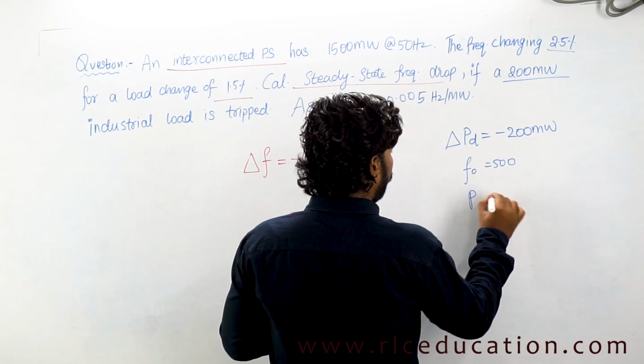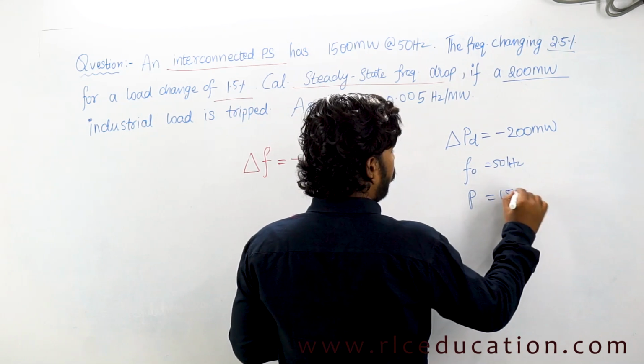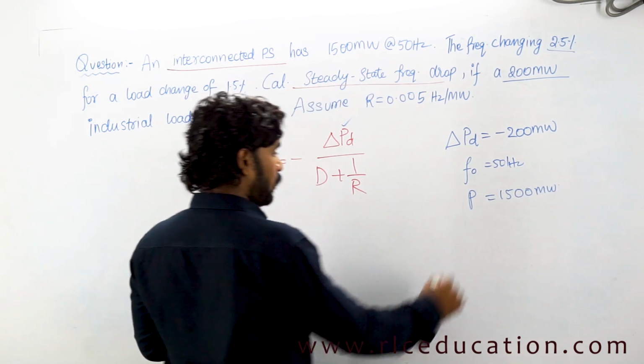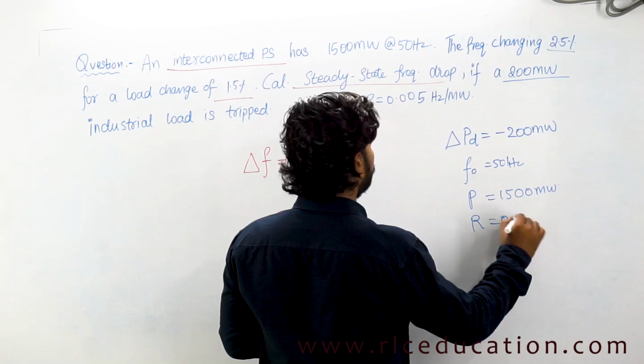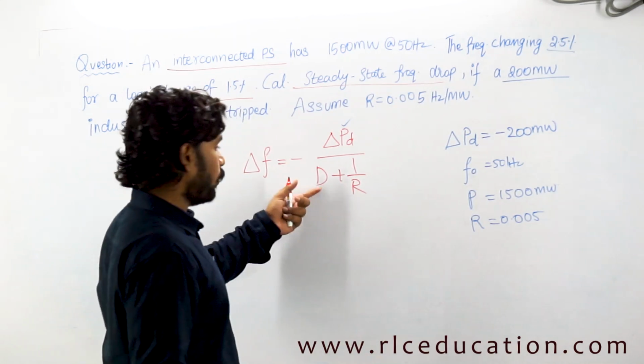And you know the rated frequency F0 of the system, that is 50 hertz, and the rated power of the system is 1500 megawatt. Now you are given the value of R also in the question, that is 0.005. Now you should find the value of D.